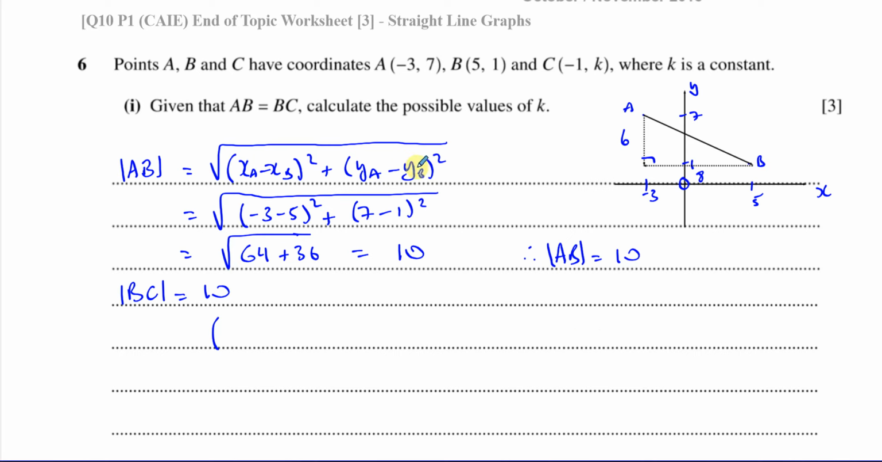So I'll just write the whole thing equals 10 squared. I'll have to write the square root sign, just makes life a bit simpler. So for B you're going to have 5 minus -1 squared, plus we're going to have 1 minus k squared is equal to 10 squared. Okay, and instead of writing the square root, I can just square both sides and leave it like this, easier.